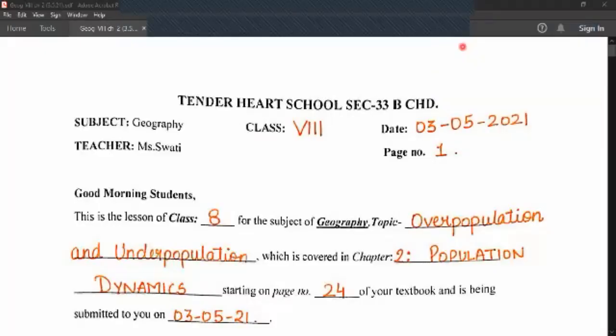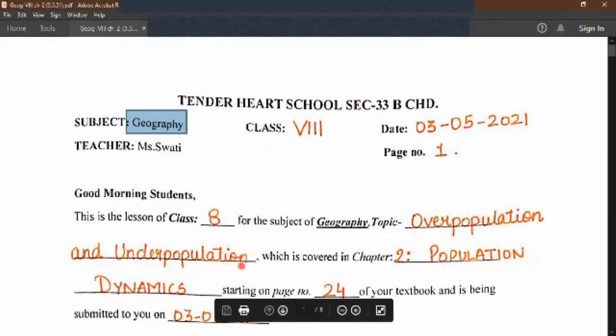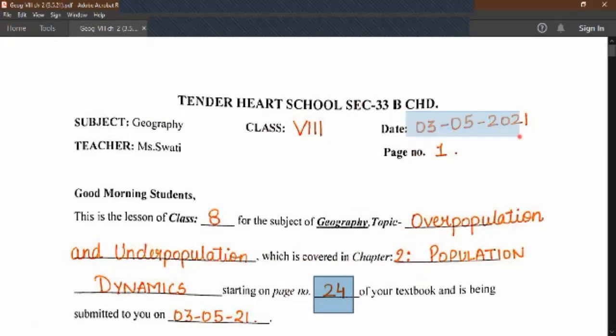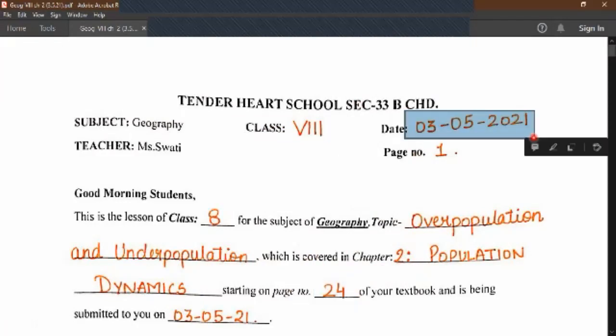Good morning, students. This is the lesson of class 8 for the subject of geography, topic overpopulation and underpopulation. It is covered in chapter 2, population dynamics, starting on page number 24 of your textbook and is being presented 3rd of May 2021.